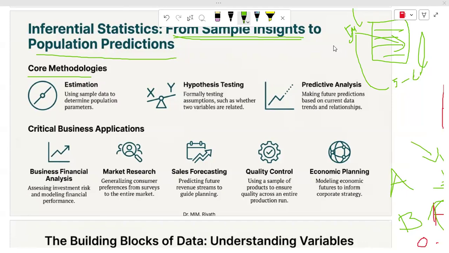Based on that, say I come to the conclusion that on average, first year students in the state universities in Sri Lanka are 160. This is what I generalize. I generalize this sample finding to the whole population: the estimation. Your class is my sample, and I use the sample data to determine the population parameter. The parameter here is your height.